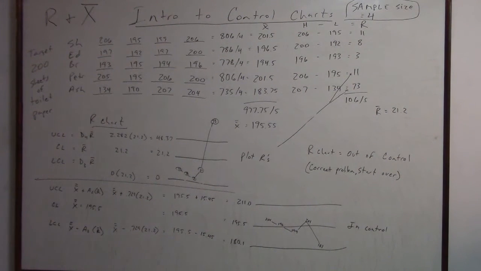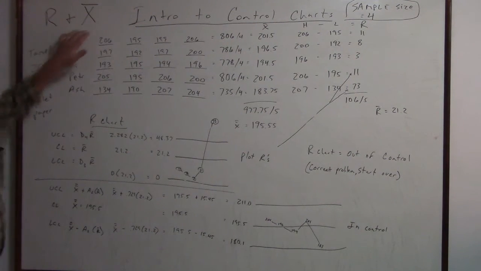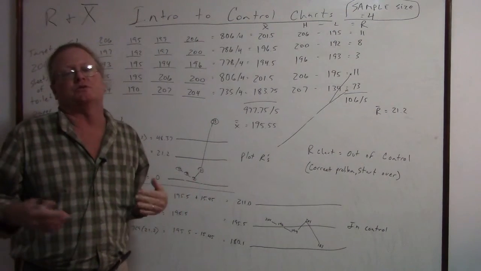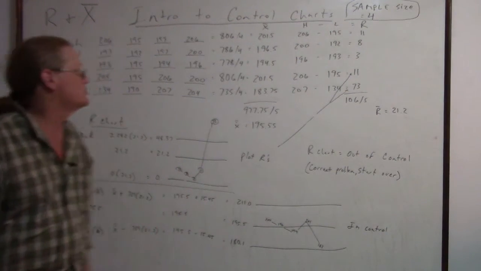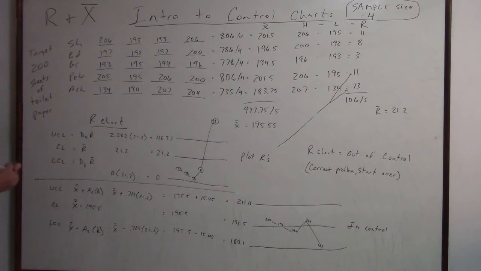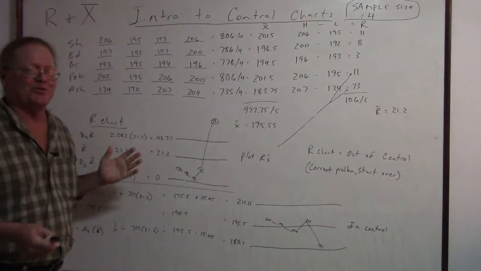Okay, so now we'll build a control chart. This will be an R chart and an X bar chart. We start with the R chart, which is the range chart, and then we go to the X bar, which is the averages chart. Okay, so you had your assignment to count the toilet paper on the roll.